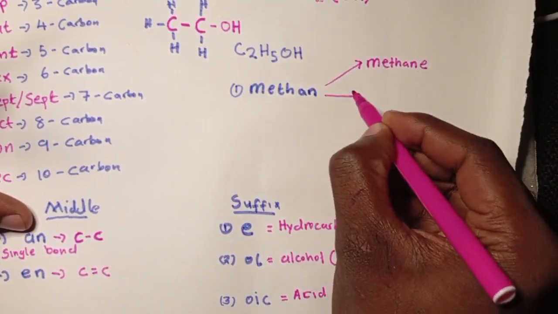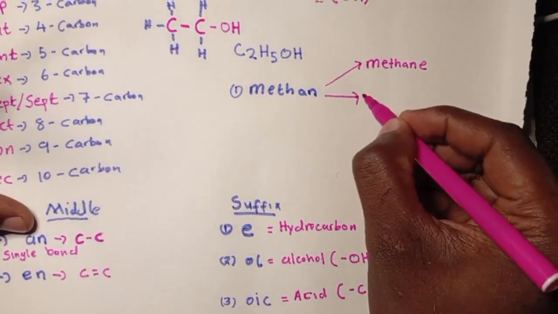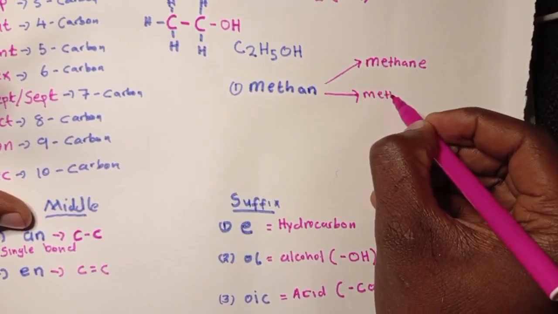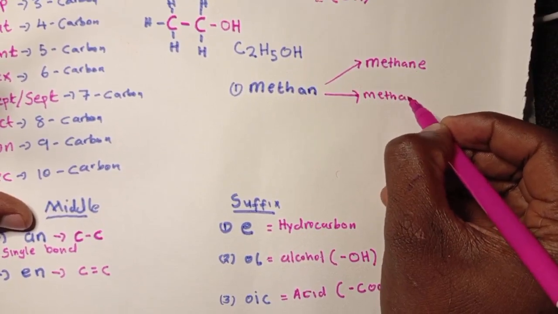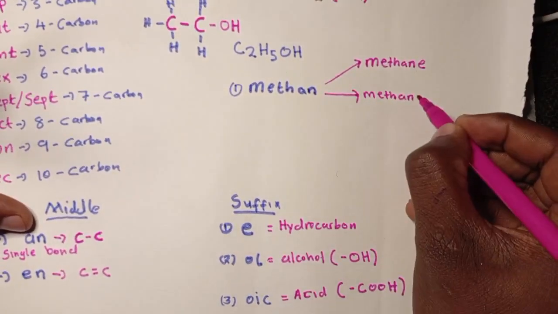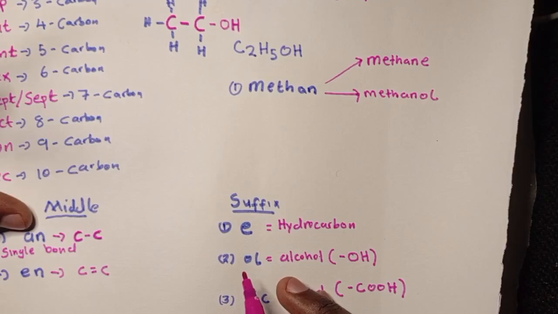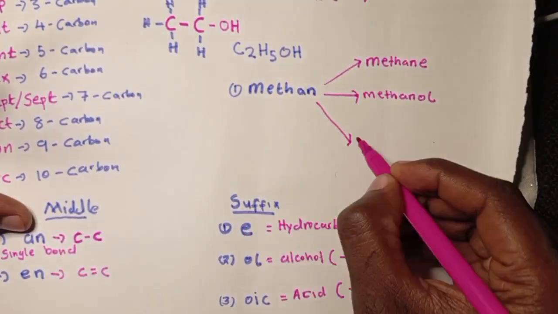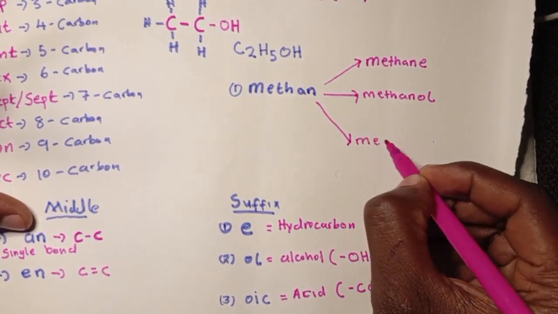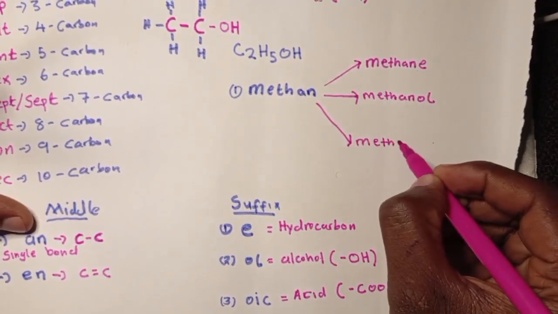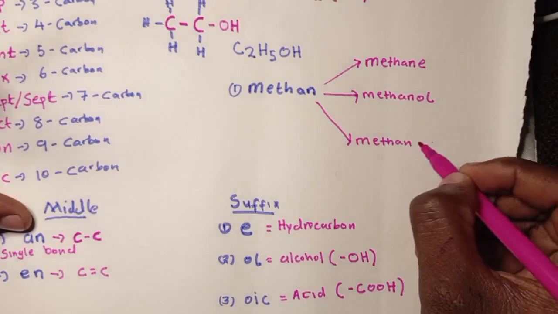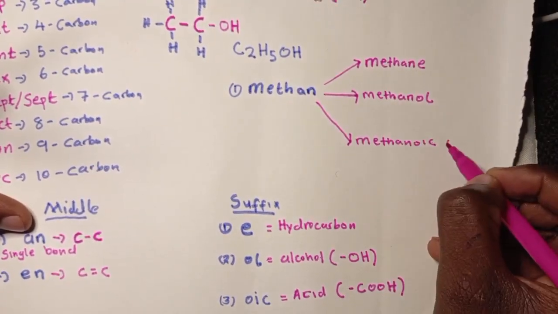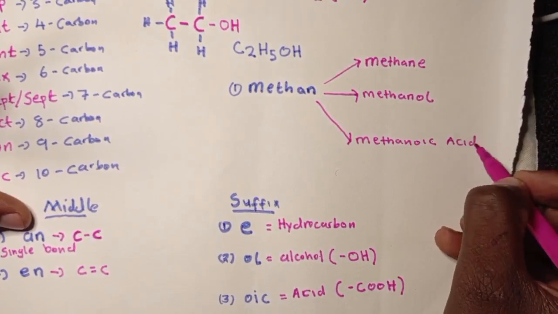For the second one, I'm going to pick the O. So getting this, meth and O, we call this methanol. And then getting the same thing, I'm going to have methanoic. Whenever it ends with noic, we add acid: methanoic acid.